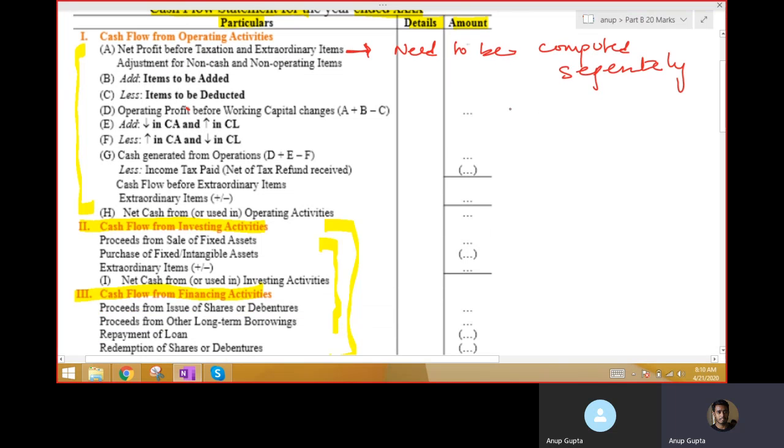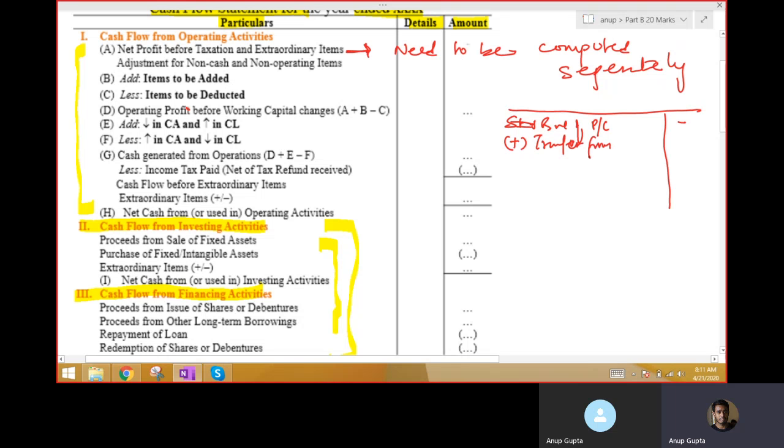You make a separate working note, then you see the statement of profit and loss in the balance sheet, and you write the difference of the statement of profit and loss. That is the balance of profit and loss, we write it here. Then we add transfer to reserve.